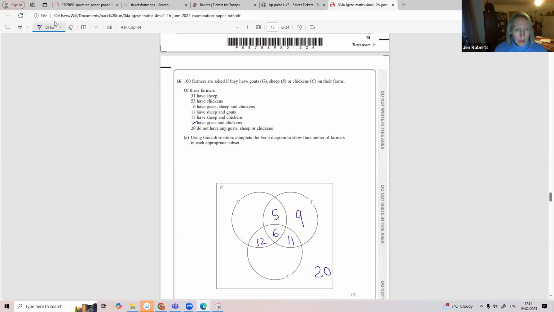Let's have a look at what else. Chickens we're given is 53. Let's take it all off 53. 24. Which gives us, well, there are 100 farmers who were asked. Let's take all these values off 100.